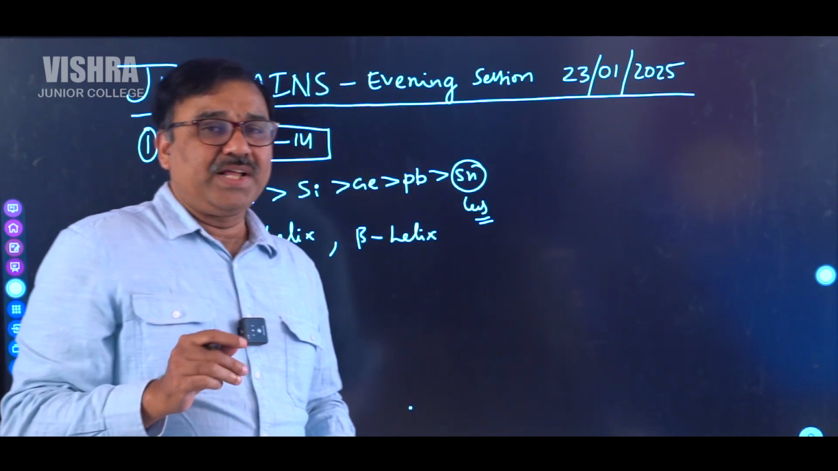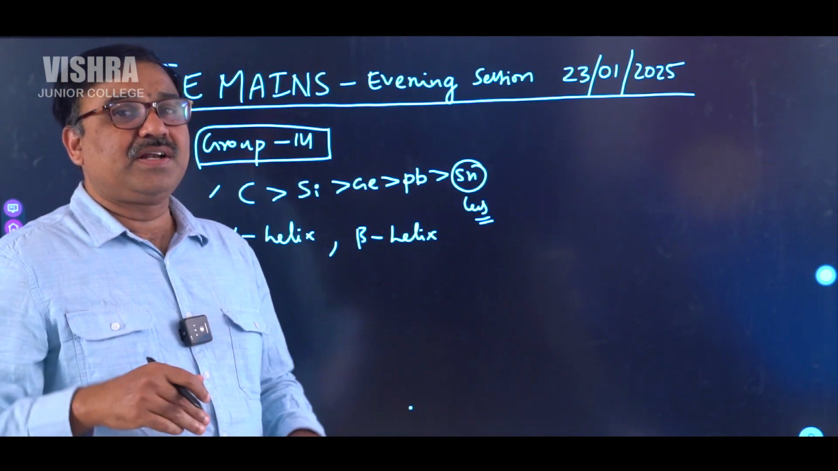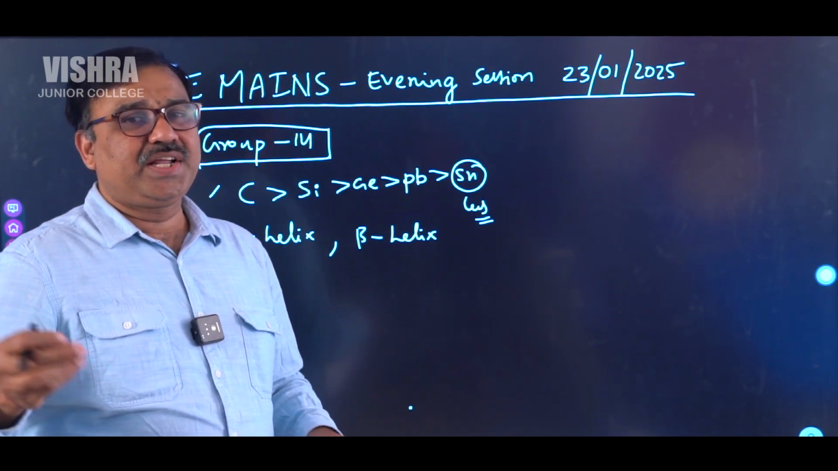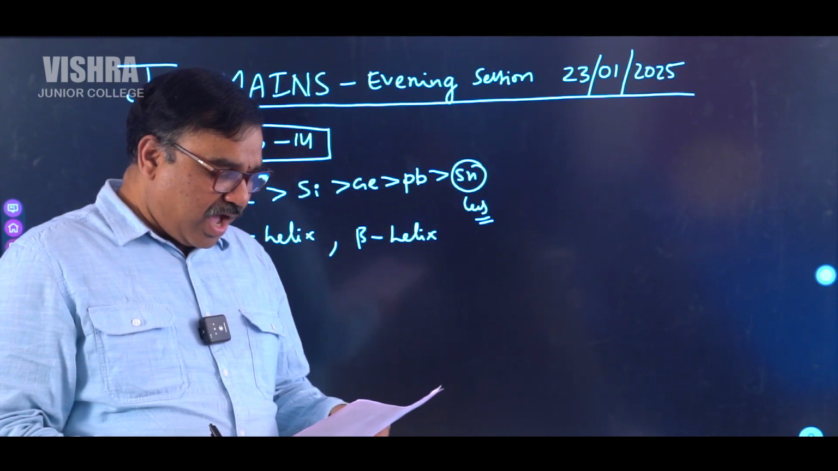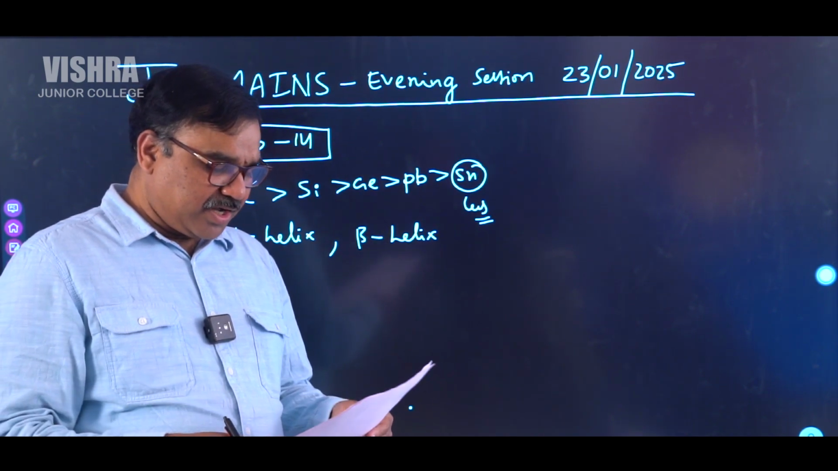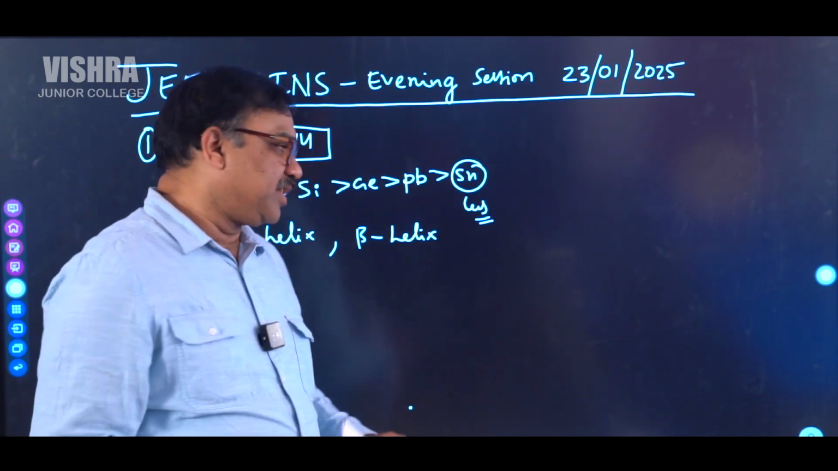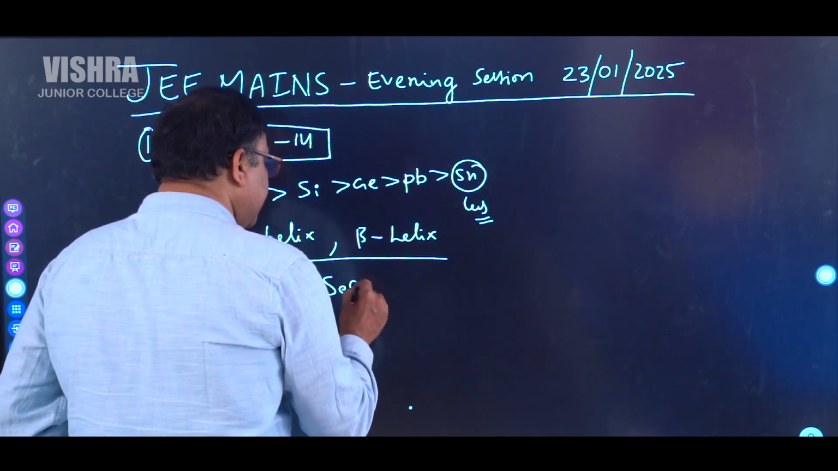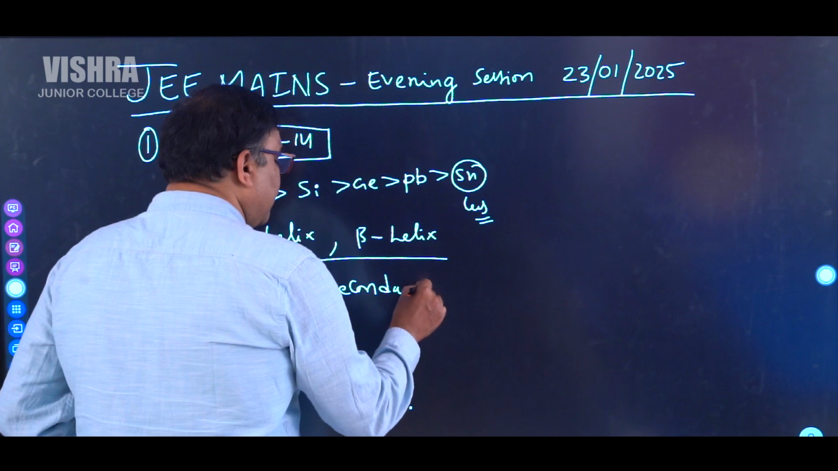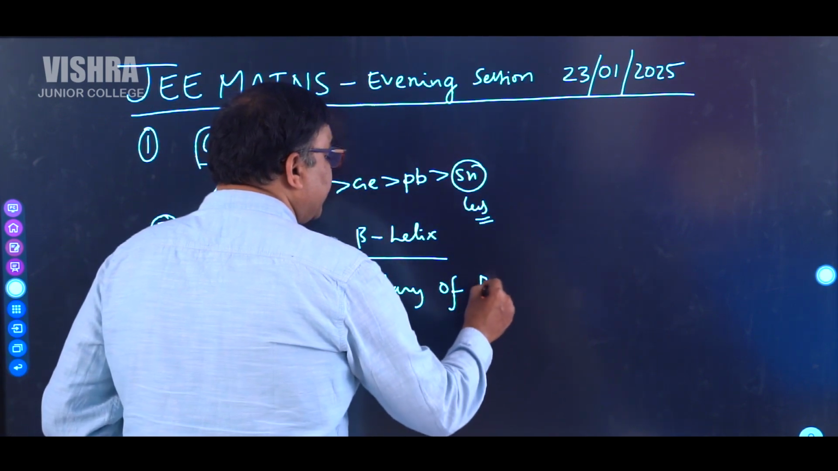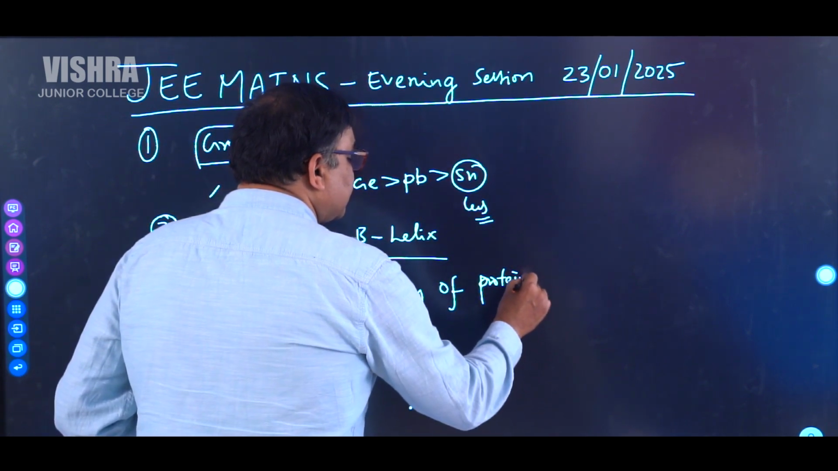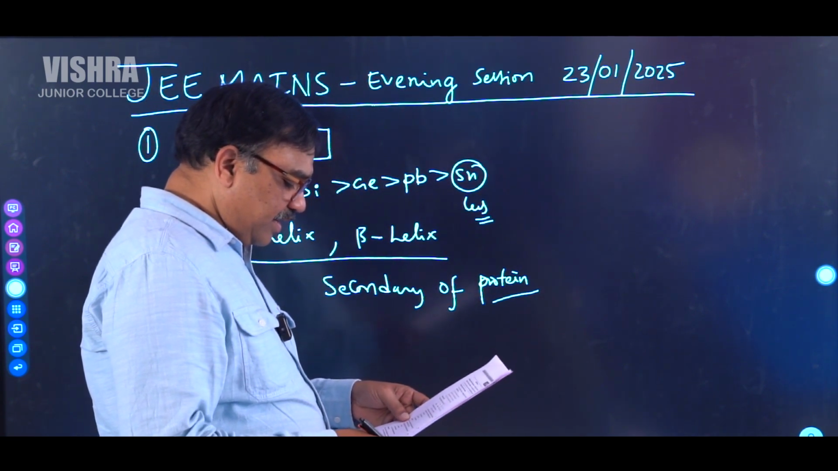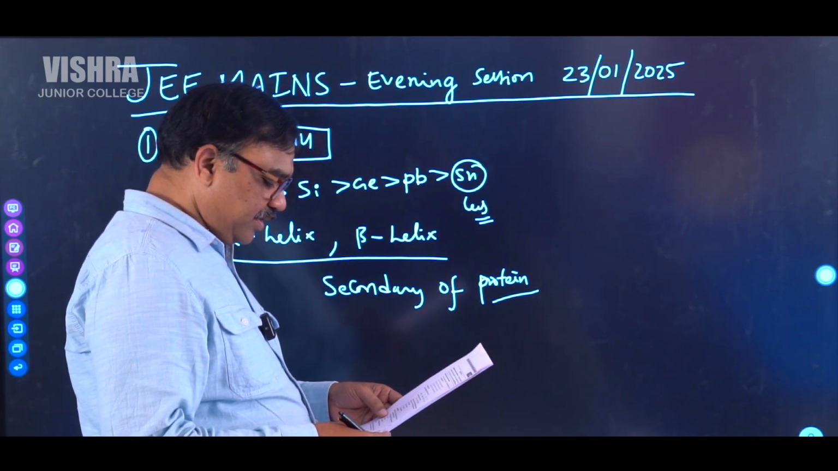See, in protein, there are 4 types of structural explanations: primary structure, secondary structure, tertiary and quaternary. This alpha helix or beta pleated will come in secondary structure. Remember that these two are coming in the secondary structure of proteins. They are asking primary, secondary, so you have to write secondary. Then let us see the next question.